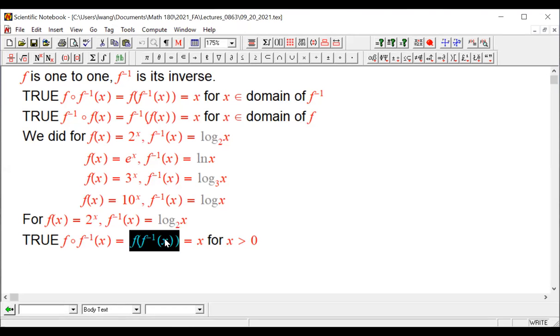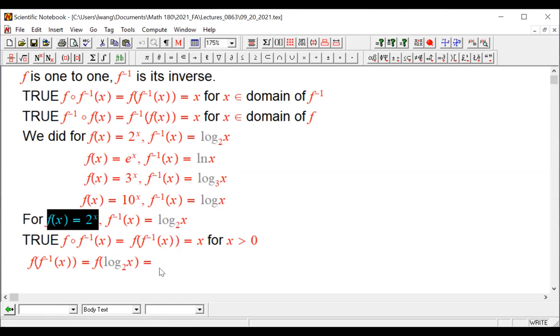Now, how do we plug in these? We know this is true. How do we compose the function when we have these things here? Well, first you start from the inside. So you have F inverse, what's F inverse? Log base 2 of X. That's right, you just plug in. And now you're applying the rule of F to log base 2 X. And F of X equals 2 to the power X. So you're gonna have 2 to the power of that guy. And you're told this equals X. You guys see that? Yes.